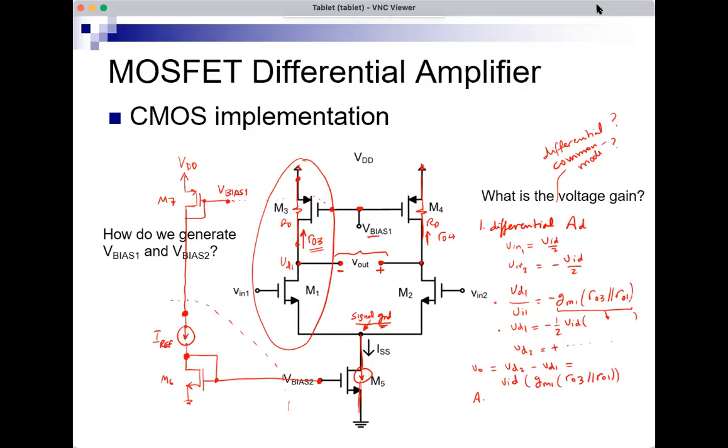So AD is therefore VO over VID, gm1 (ro3 parallel ro1). That's AD.